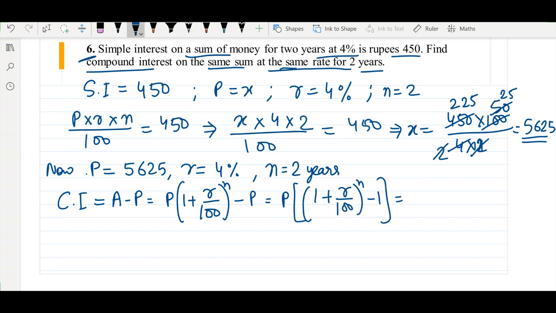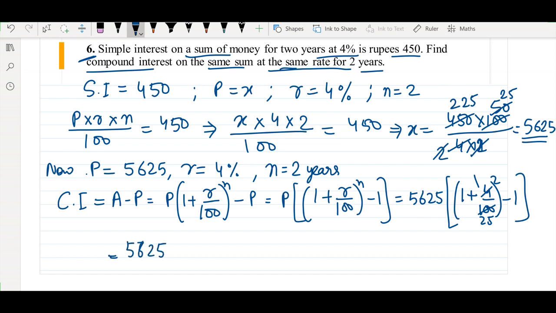Substitute the value, we will get 5625 multiplied by (1 plus 4 over 100) to the power 2, minus 1. 4 over 100, 4 times 25 is 100, so we can cancel it. We will get it as 5625, it is 6025, into (1 plus 1 over 25), so it becomes (26 by 25) to the power 2 minus 1.